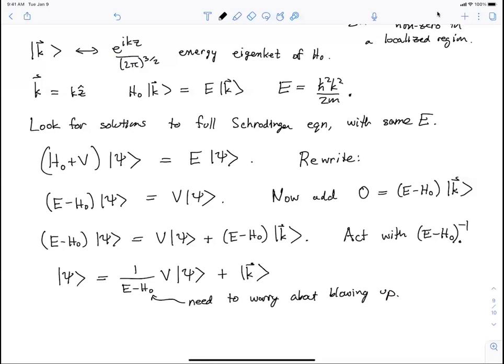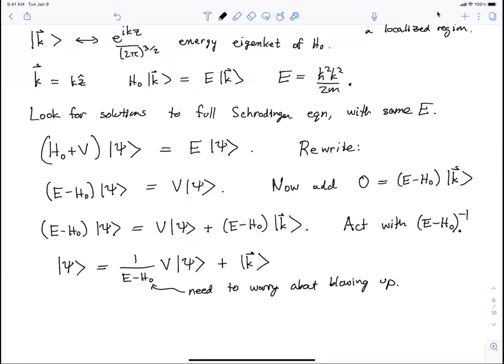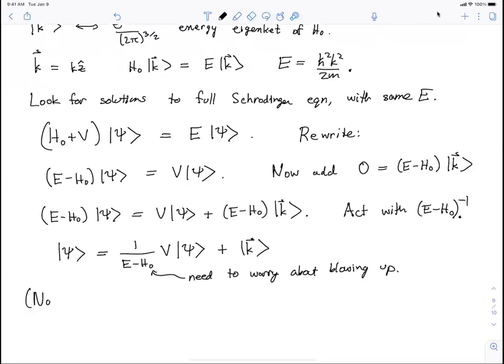Okay, but as an aside, note, in parentheses, if the potential goes to zero, then we just get that psi is equal to k, which is what we want. If we say there's no potential, then the complete wave function should just be the beam that we send in. Nothing happens to it and it stays what it is.